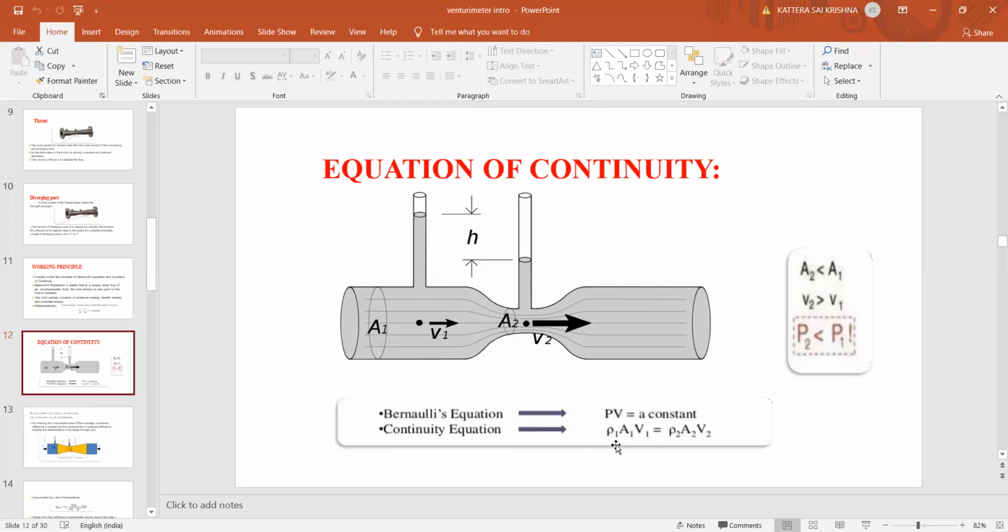Or liquids in general. If we have liquids there, rho 1 equals rho 2. If it is gaseous, what happens? If you compress it, the density of the gas will change. So there we'll use rho 1 A1 V1 equal to rho 2 A2 V2. So this equation is called the equation of continuity.